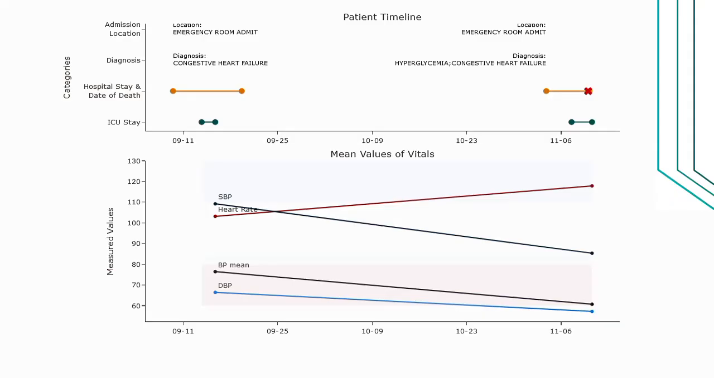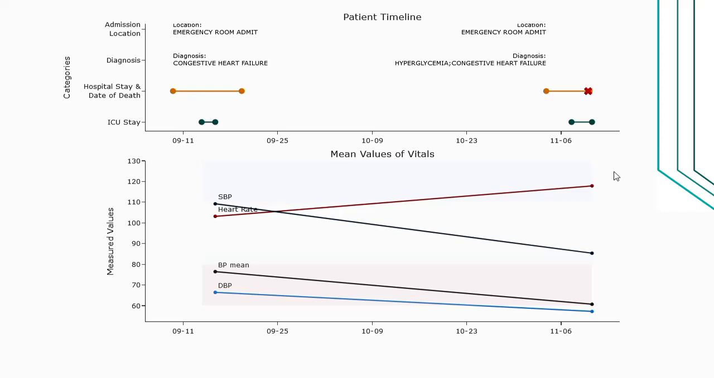The following plot shows a timeline of Jane's 2 hospital admissions. We can trace her stays, observe the decline in her vital signs, systolic, diastolic, and mean blood pressure, as well as heart rate, and, sadly, her date of death. Jane was admitted twice due to congestive heart failure, a life-threatening condition in which the heart cannot pump enough blood to meet the body's needs.